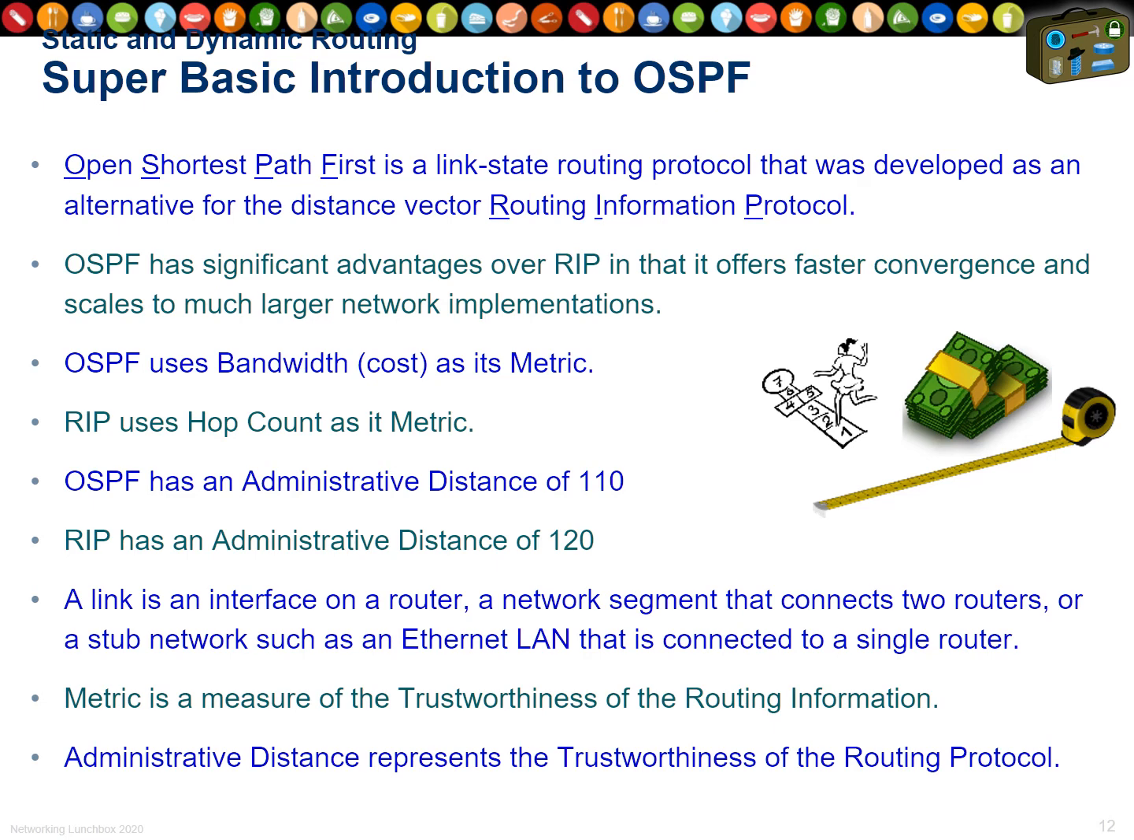OSPF has an administrative distance of 110, RIP has an admin distance of 120. So OSPF is superior to RIP in trustworthiness. It's called OSPF link state because it cares about the links, which are like the interfaces between the two routers. So metric is the trustworthiness of the route, admin distance is the trustworthiness of the protocol.